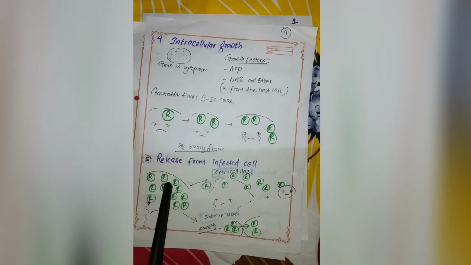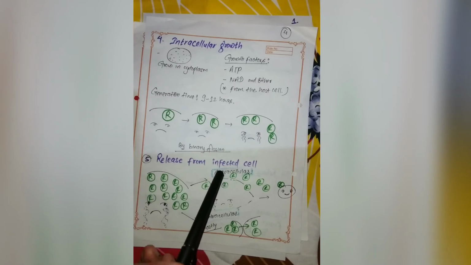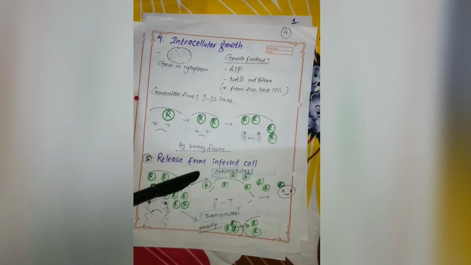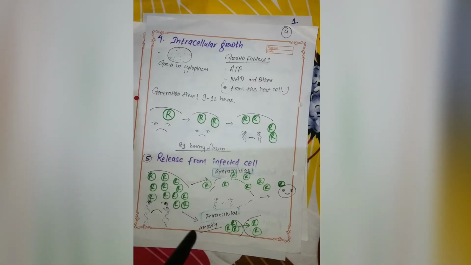Number 5 is release from the infected cell. Okay, now look here, our host cell is crying. So many Rickettsia in it. Now there comes the condition when there will be so much Rickettsia, and this Rickettsia will try to come outside. Okay, and there are two processes, one is extracellular and one is intracellular process.